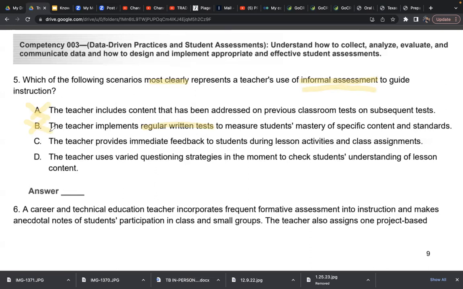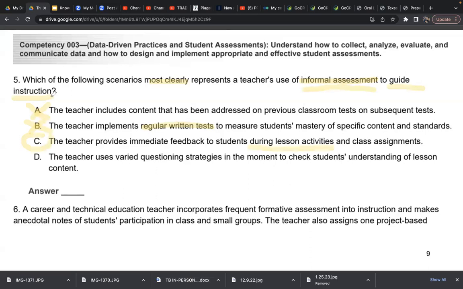Because D, they're both fine. They're both good. They're both things you would absolutely do. So you eliminate D and the correct answer will be C. Providing that immediate feedback and redirecting during the lesson activities is you guiding instruction. You changed it and you guided instruction in a different direction based on whatever informal assessments you did.